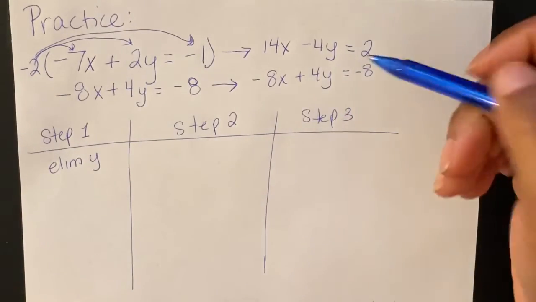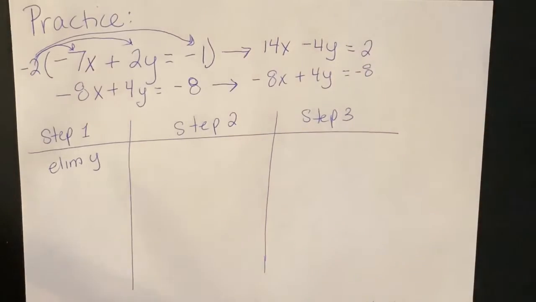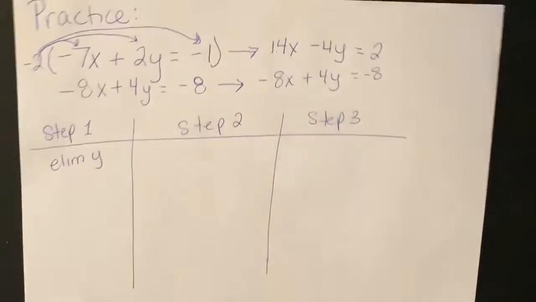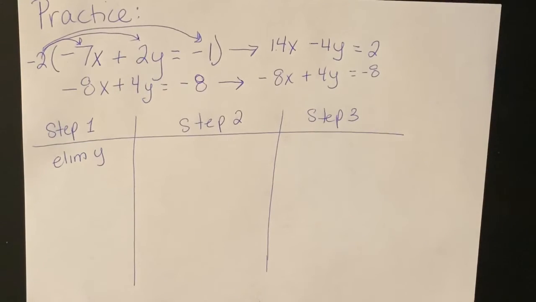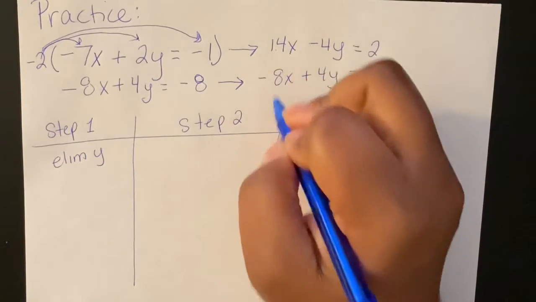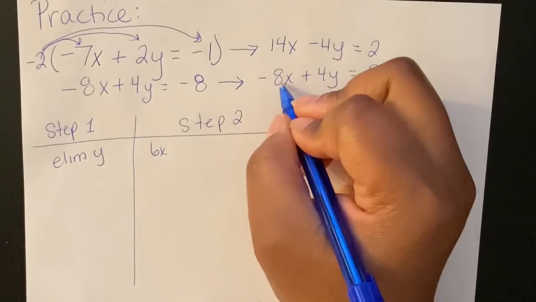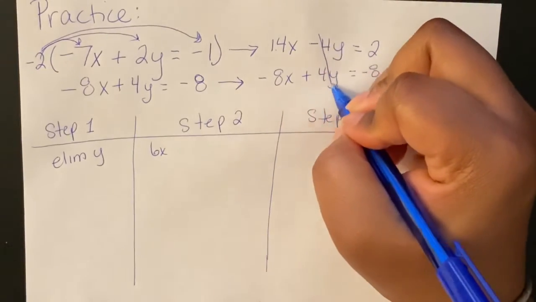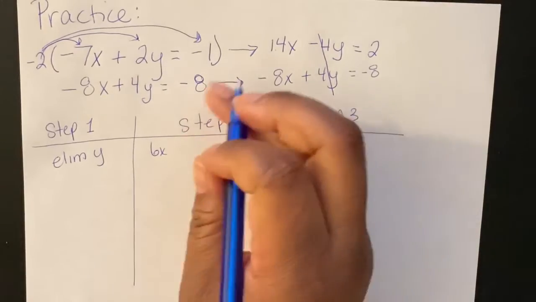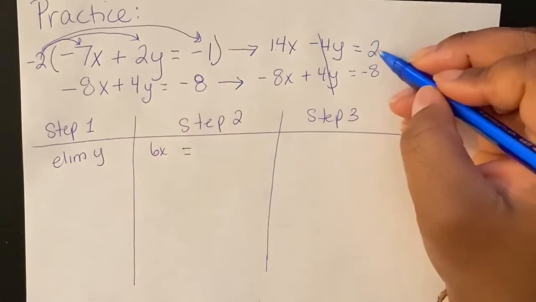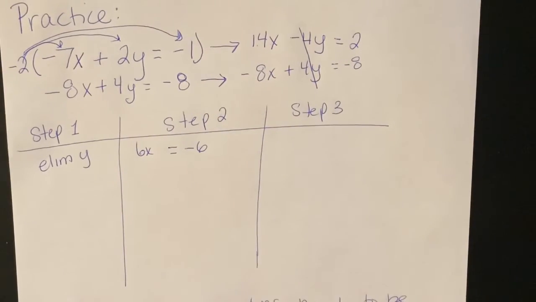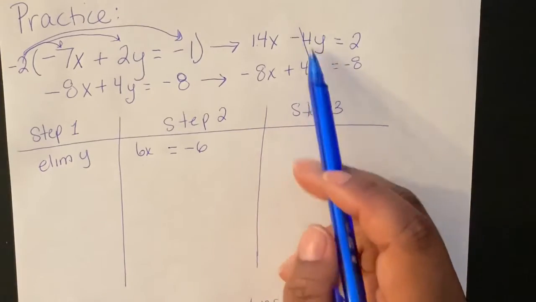Now I have to add these two together. I have to add the two new equations together in step 2. So 14x minus 8x is going to be 6x. 14 minus 8 is 6. Negative 4y plus 4y. Remember, the whole goal is to cancel this out, so that's going to be 0y. We don't need to write 0y. And then 2 minus 8 is going to be negative 6. So this is what I get when I add my two new equations.